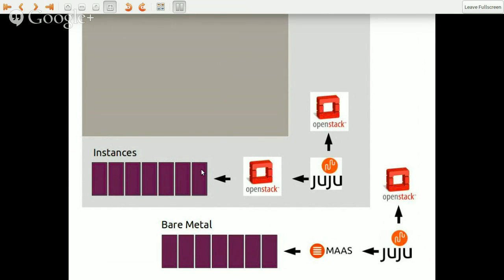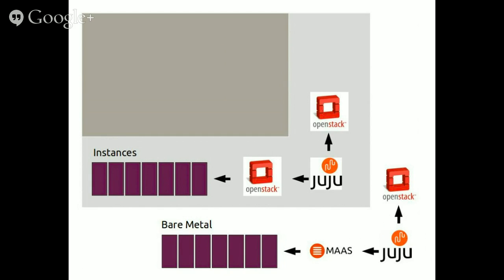So right now, keep in mind we're in this middle box. This could just as easily be a pile of bare metal hardware that's controlled by MAAS, which is exactly what this outer layer is. And if I'm not mistaken, James, our outer layer here is actually Juju deployed with MAAS on bare metal. Is that correct? That is correct, yeah. Okay.